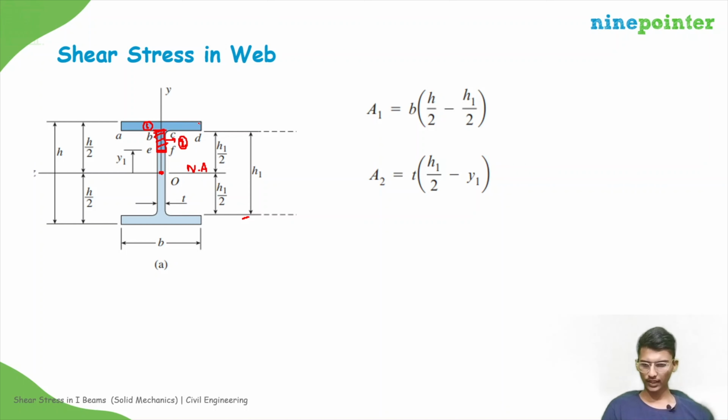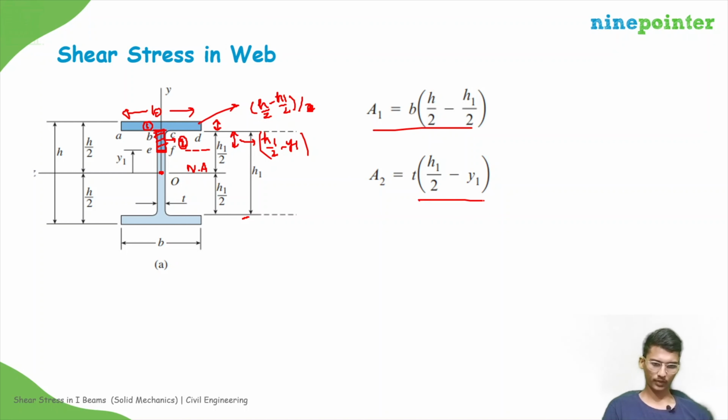So for this one, the area will be this thickness. This width is B and this thickness is given by (H minus H1) by 2, because this is H and this will be H by 2, right? So the area will be B into (H by 2 minus H1 by 2). For this one, this is Y1, so this will be H1 by 2 minus Y1. So the area will be T into (H1 by 2 minus Y1) because the thickness is T, right?